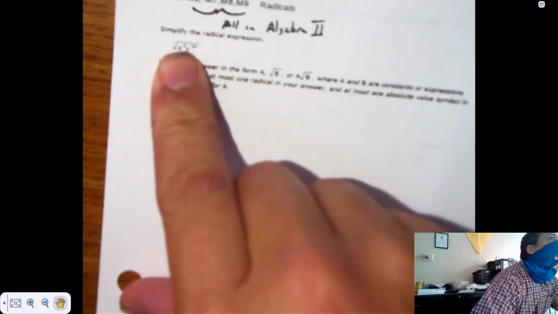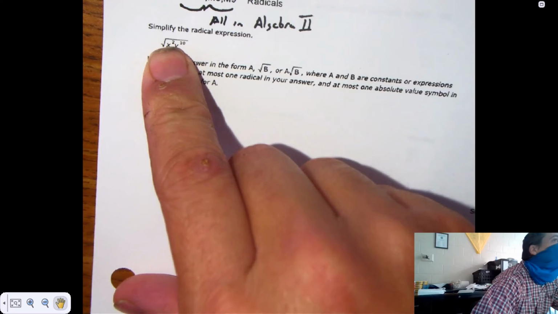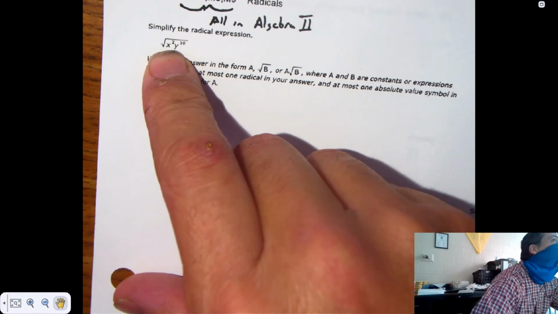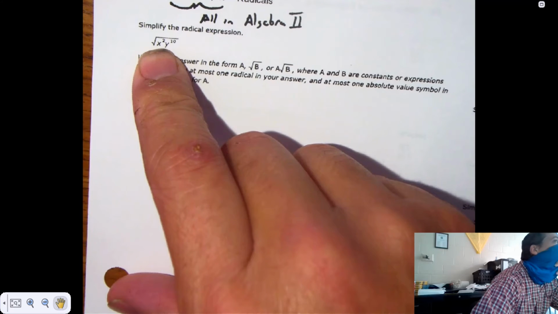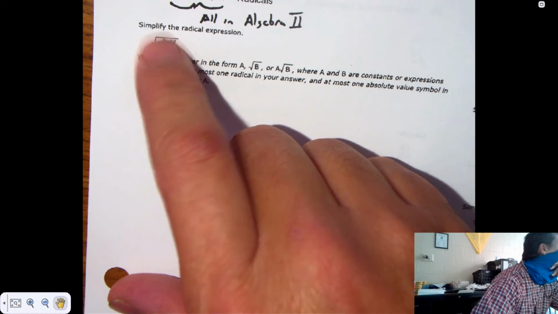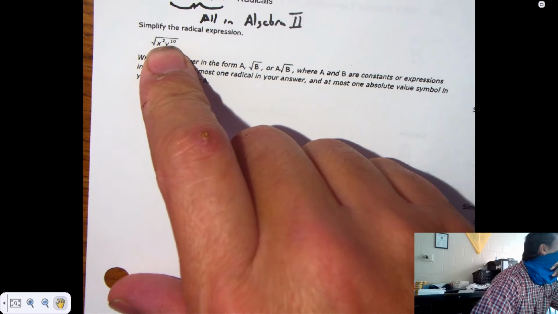Now, it deals with radical simplification, just simplification of radicals, so it's not too bad of a lesson. I am going to have to introduce some stuff, though, that's a little bit different this year. This is the square root of x squared y to the 10th. Now, a couple of you probably remember how to simplify that. What's square root of x squared?